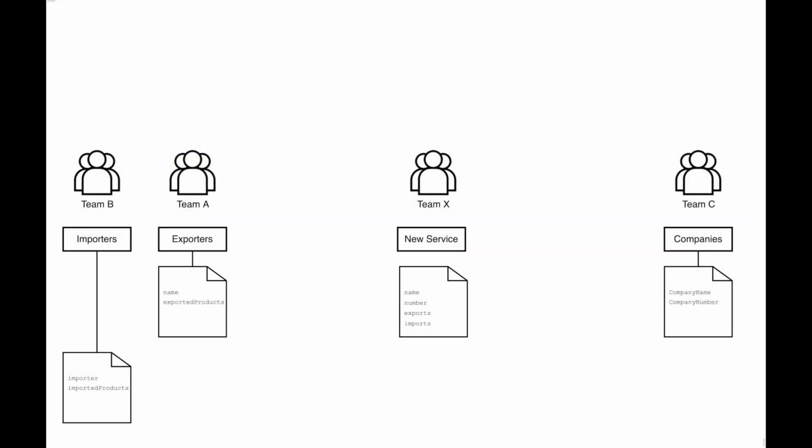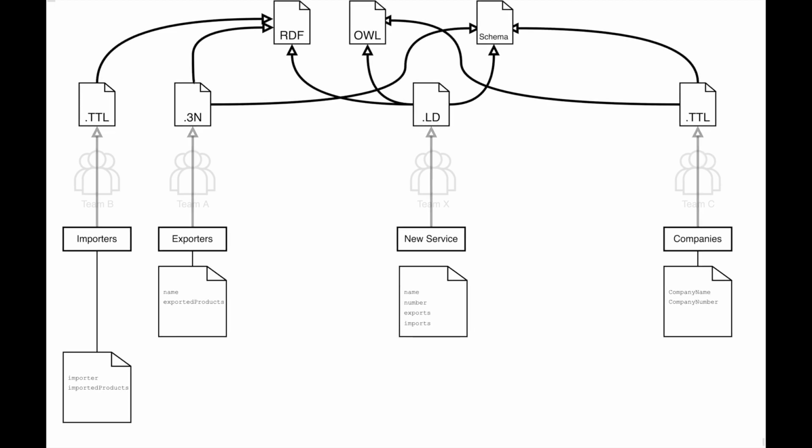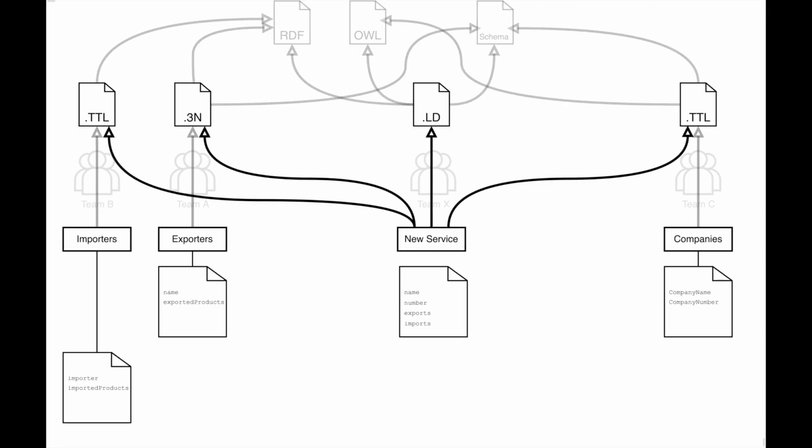So what have we done this time? Instead of building dependencies, each service publishes their description. Of course, those are dependent on things, on common vocabularies, but the point is that the services do not depend on each other. The new service depends only on those descriptors, and not the services.